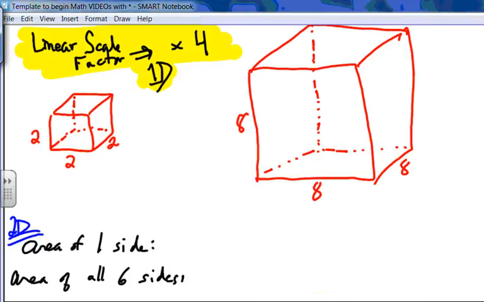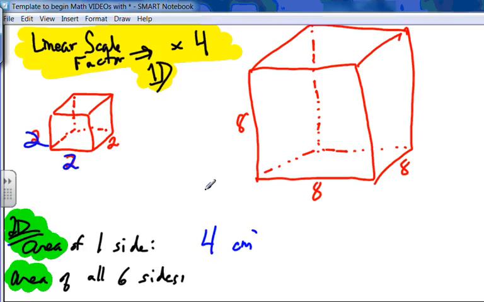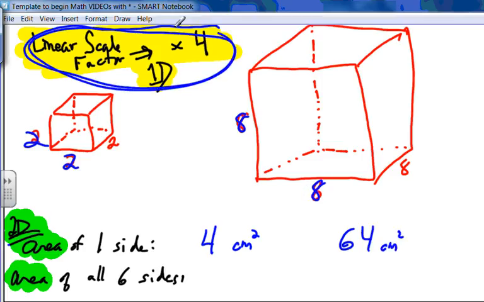Alright, let's take a look at something that would be in 2 dimensions, like area. Well, for this small cube, the area of one side would be 2 times 2, which is 4 square centimeters. For the large cube, a single side's area would be 8 times 8, which is 64 square centimeters. Now look back at that linear scale factor again. Is 64 4 times greater than 4? No. It's 16 times greater than 4.